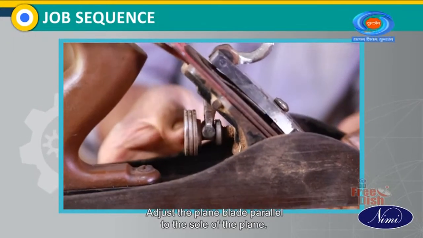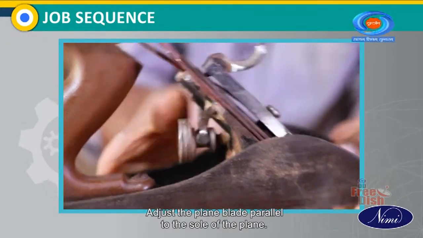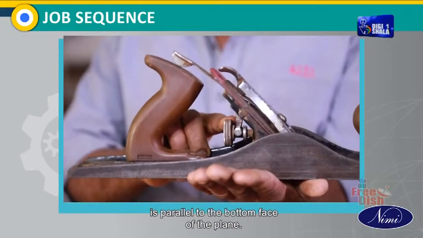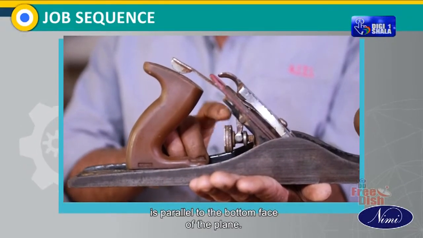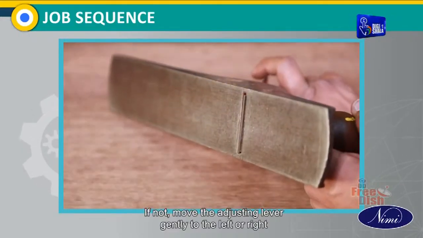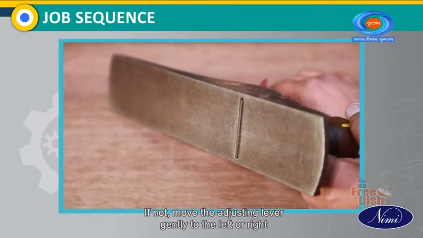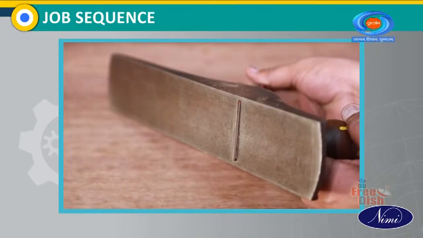Adjust the plane blade parallel to the sole of the plane. Check whether the cutting edge of the blade is parallel to the bottom face of the plane. If not, move the adjusting lever gently to the left or right until it is parallel.